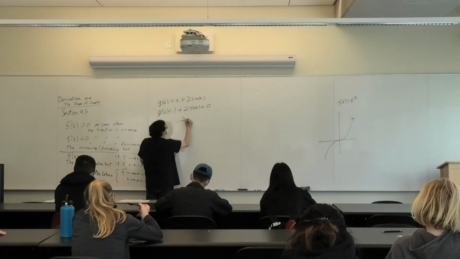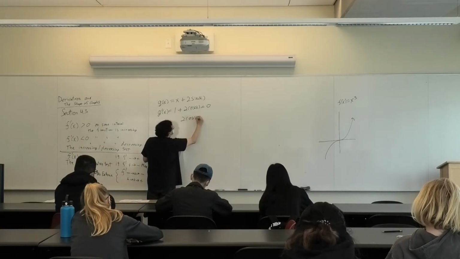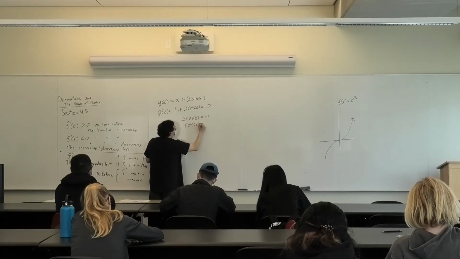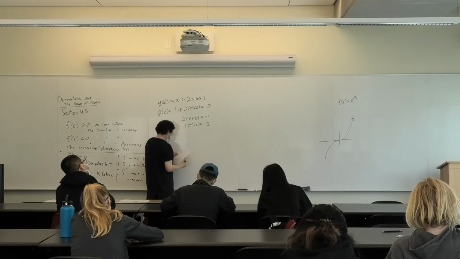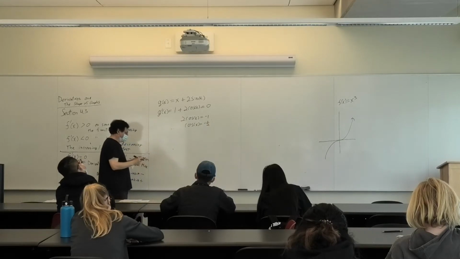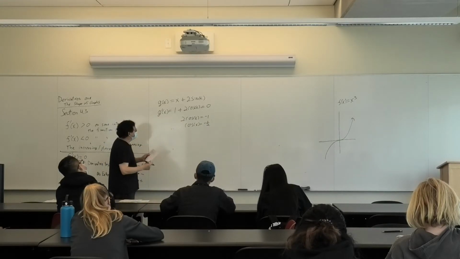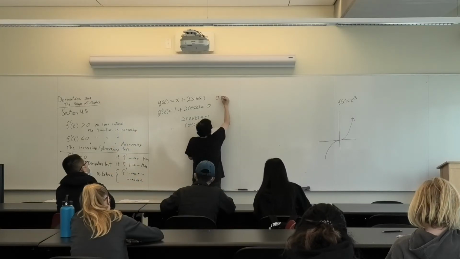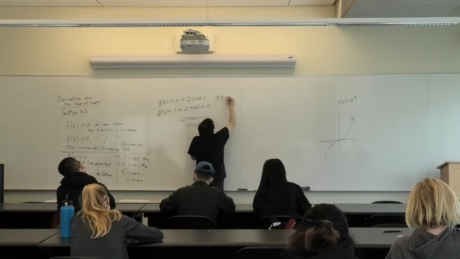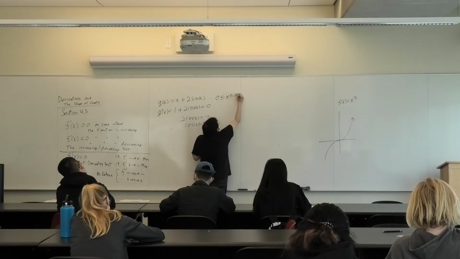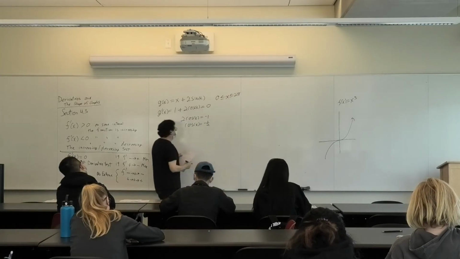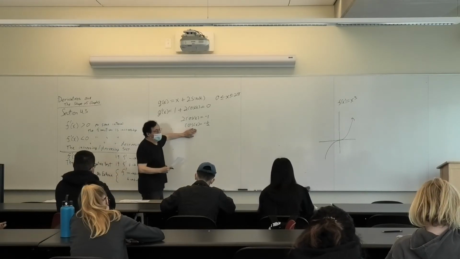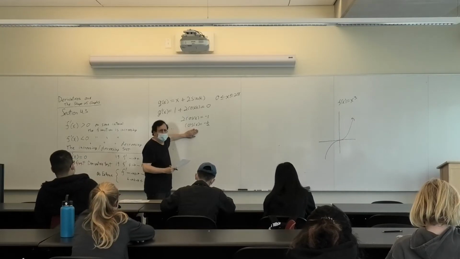So, cosine of x equals negative 1/2. Oh, I guess I should have added here, we're interested in this function on the interval between 0 and 2 pi. Okay, so how do we find where the cosine is negative 1/2?